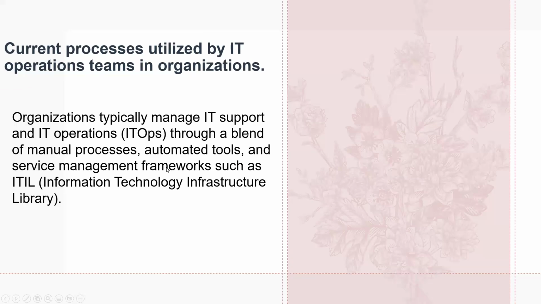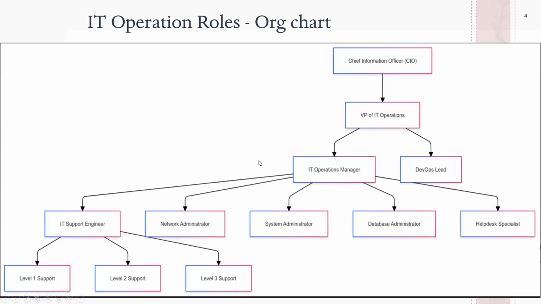To start with, what's the current process? The current process utilized by IT operations teams in organizations: organizations typically manage IT support and IT operations through a blend of manual processes, automated tools, and service management frameworks, such as the Information Technology Infrastructure Library. And just a quick look at the org chart of the roles involved in the IT operations org.